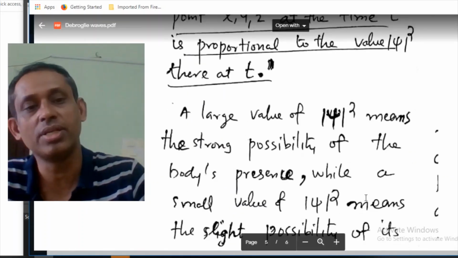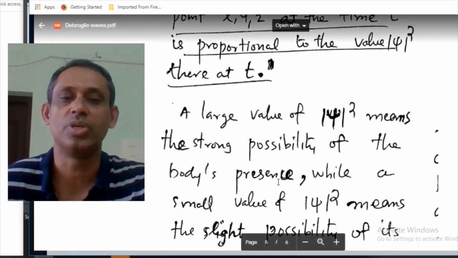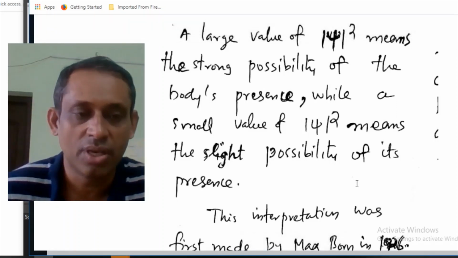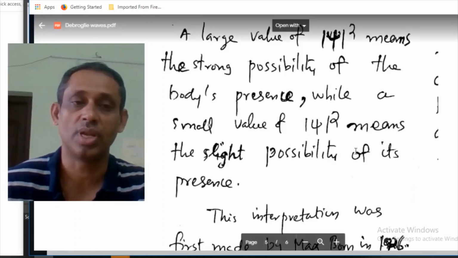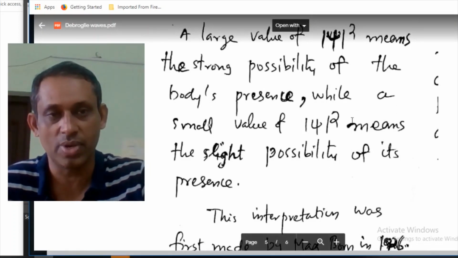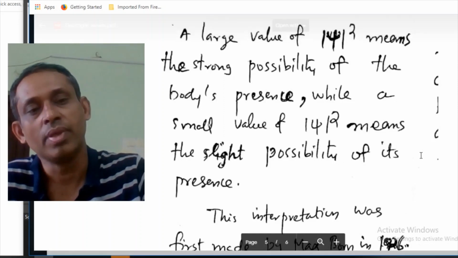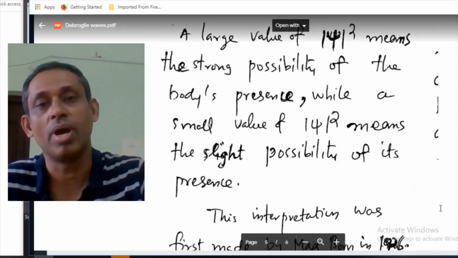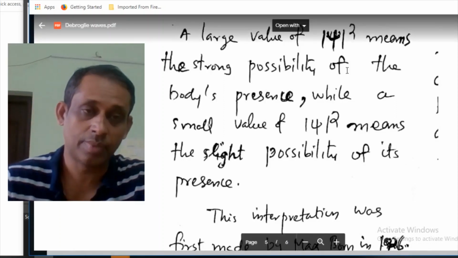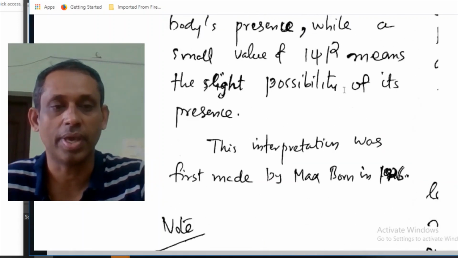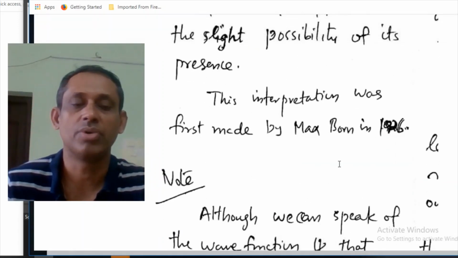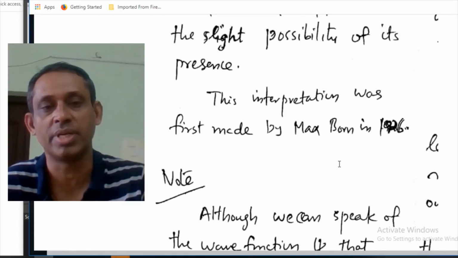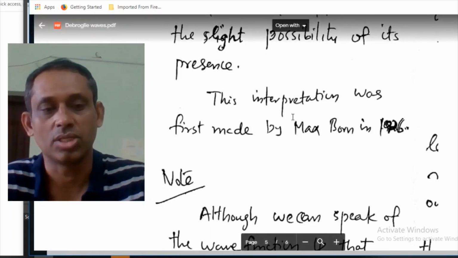A large value of modulus psi square means a strong possibility of the body's presence, while a small value of modulus psi square means a slight possibility of its presence, because modulus psi square is proportional to the probability. Actually, modulus psi square is probability density, so if you multiply modulus psi square with the volume, you will get the probability. Now, this interpretation of the wave function was first made by Max Born in 1926, and we are using this interpretation throughout this section.